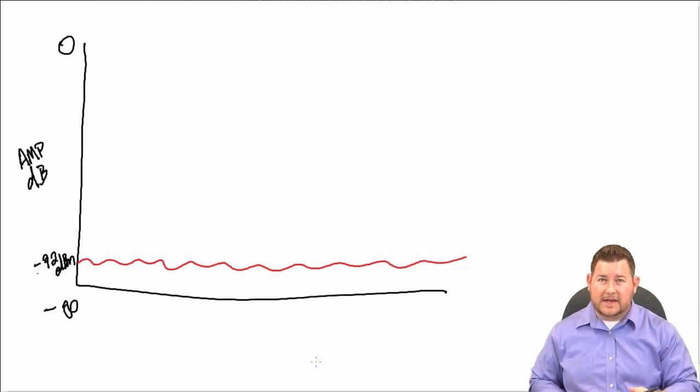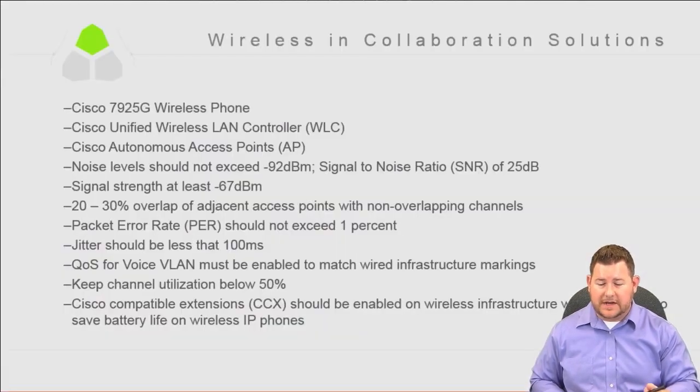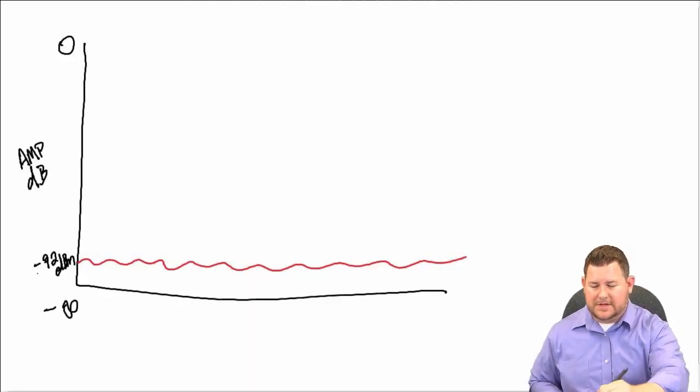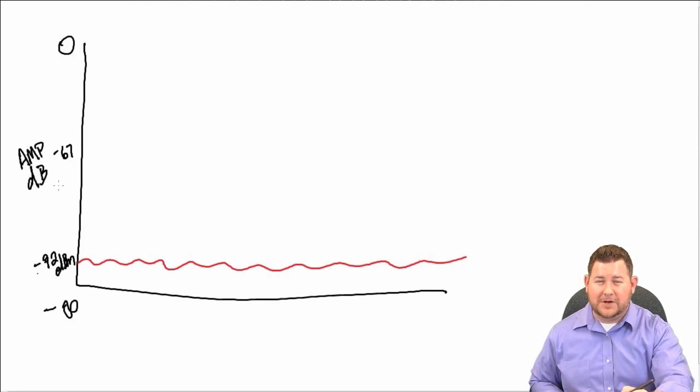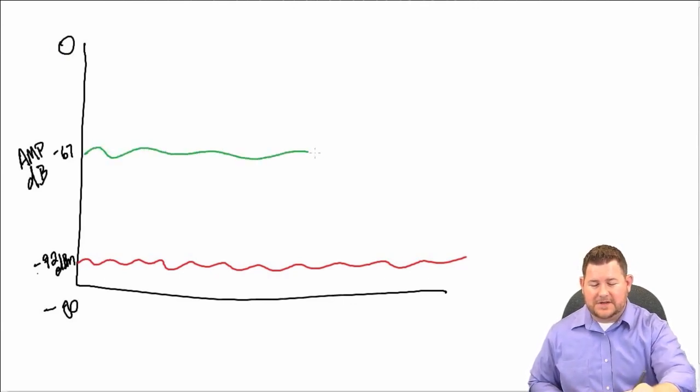And so it's saying that the signal strength you're getting from your access point should be at least negative 67. So that's about up here, negative 67, which is still pretty low in terms of audio engineering, but we're talking about collaboration. So that's where your signal is.